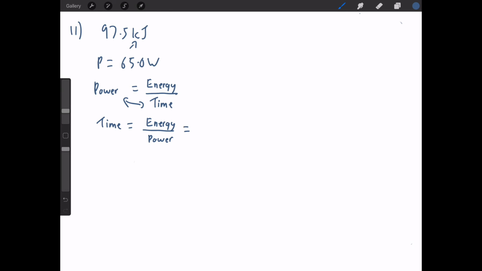Energy is 97,500 because it's a kilojoule, divided by the power. That's in standard units, so that's 65.0. I put the units in. Do the calculation, and that should give you 1500. Remember, time is of course measured in seconds, so we can leave it as that. You don't need to convert it to minutes. That's going to be about 25 minutes, exactly 25 minutes, which sounds perfectly reasonable.